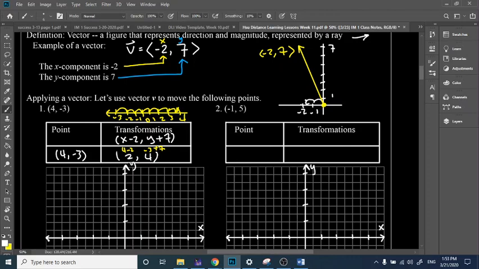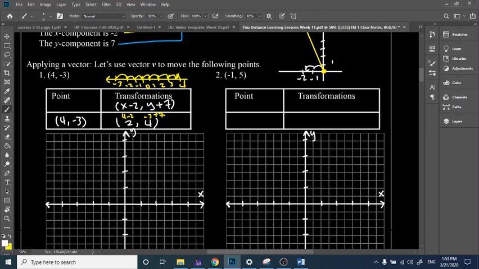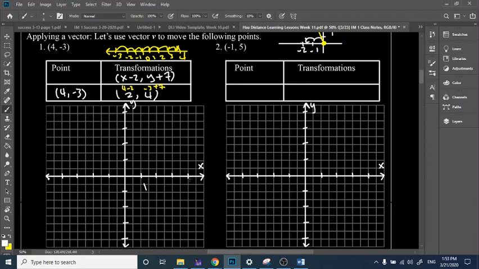So let's plot this. Our original, oh, hey, look, we don't have any numbers here. So let's make sure we write numbers on there.